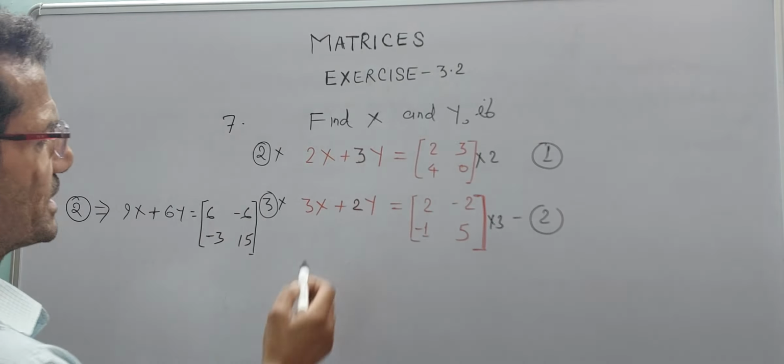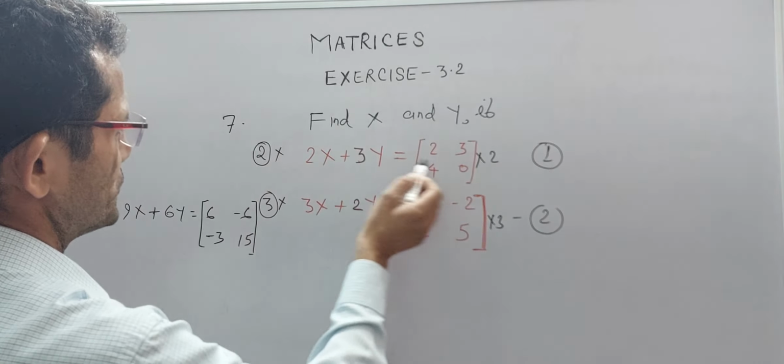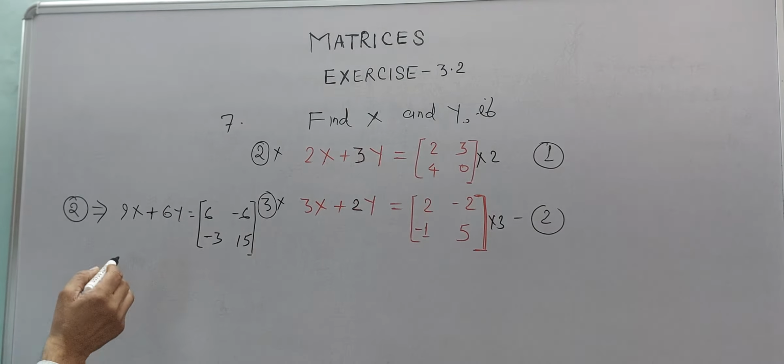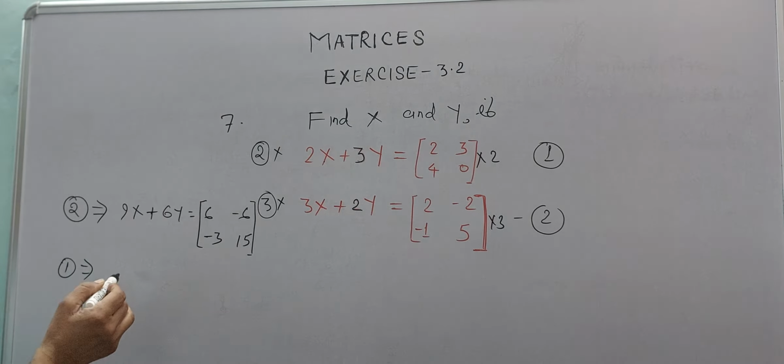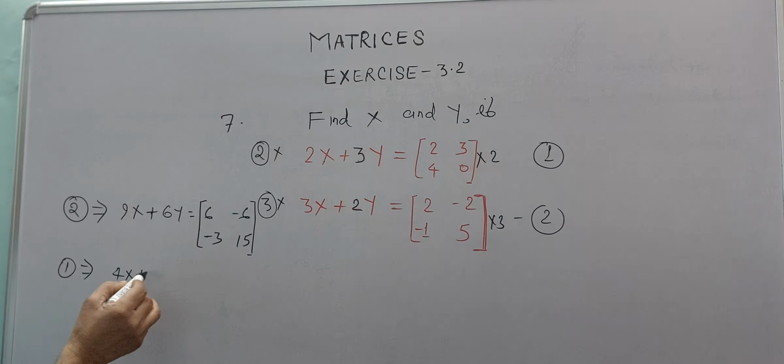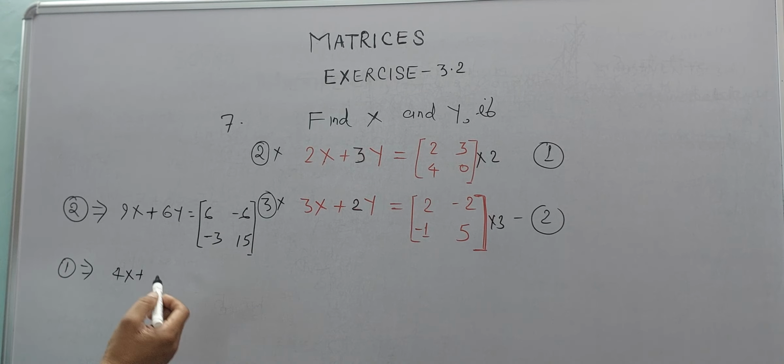Now similarly we multiply equation number 1 by 2 on both sides. 2 into 2 is 4x. Now the first equation becomes, after multiplying both sides by 2, 4x plus 6y.